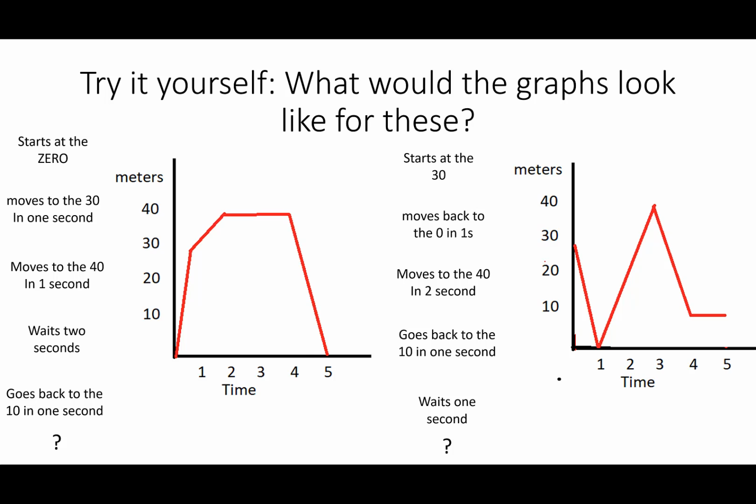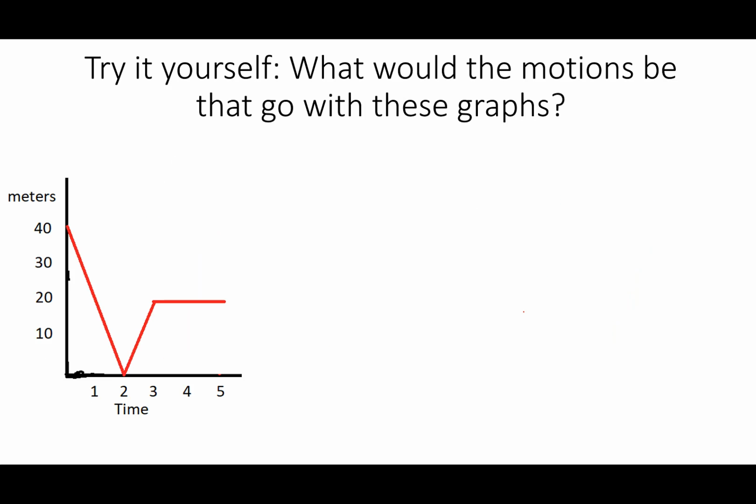Whenever it says moves backwards, you got a negative slope. Moves up, it's a positive slope. Waits, it's a straight line. What would the motion be that goes with this graph? Wait a couple seconds, pause the video.